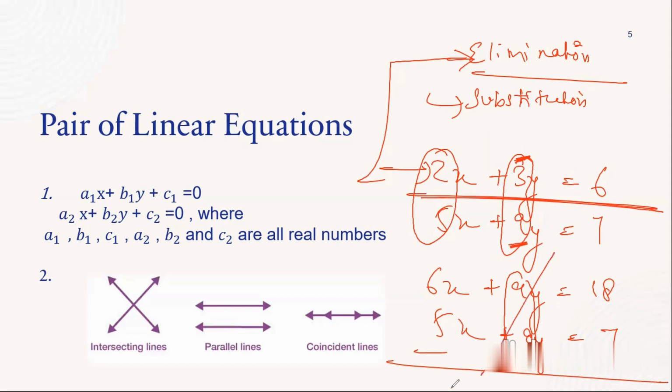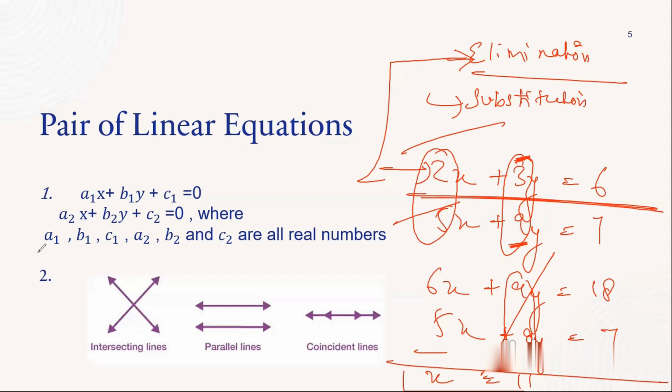So they can be eliminated, and 6 minus 5 is 1, so 1x means x only, and 18 minus 7 is 11. So this is how you can find x, and this x you will put in any of the above equations, either this or this, and you can easily find out y. So this is the elimination method.